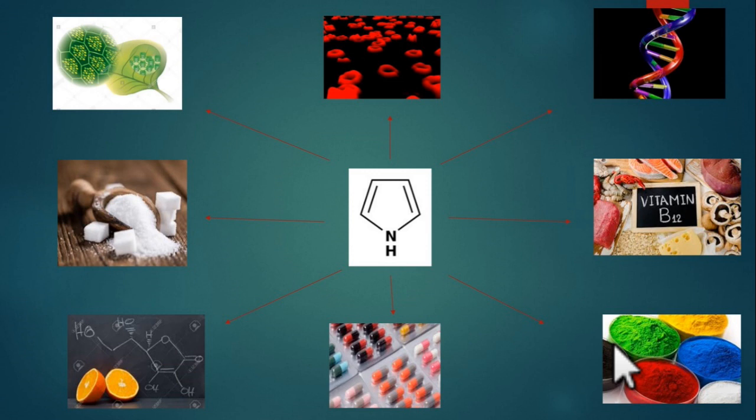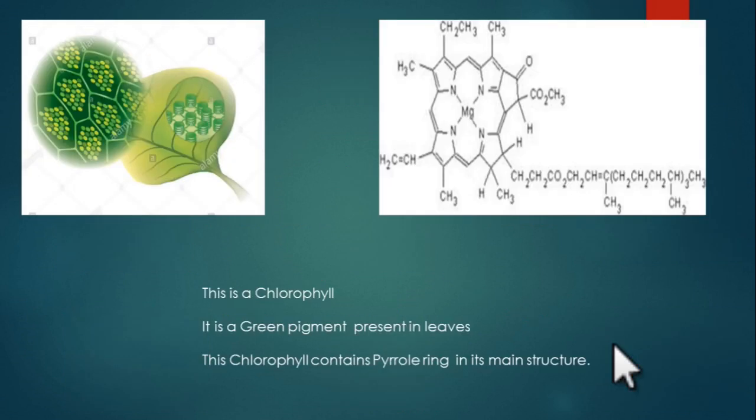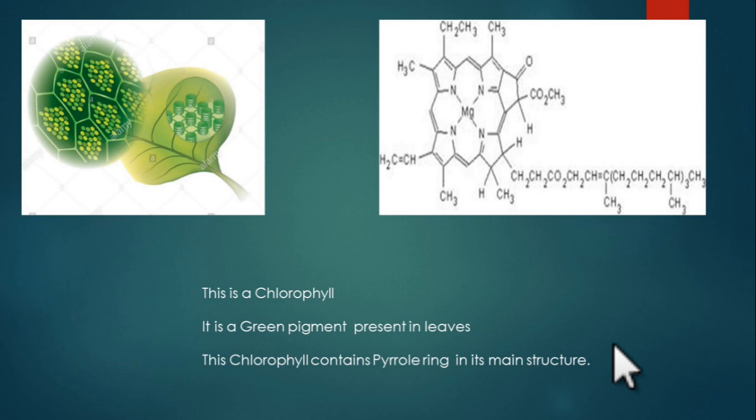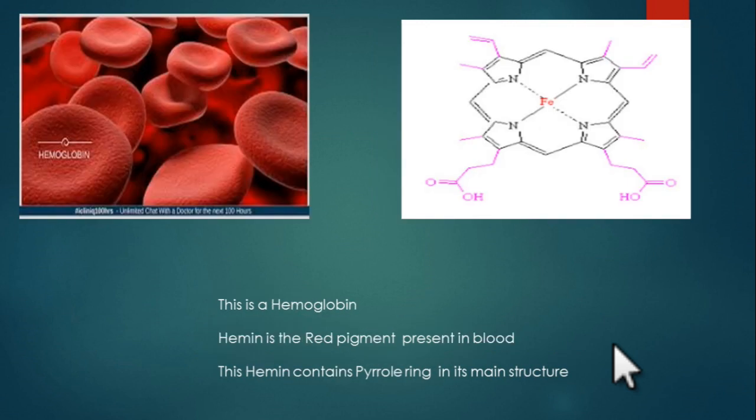So, the next part of the discussion is the importance of heterocyclic compounds. I definitely know that all of you must have heard about these substances: chlorophyll, hemoglobin, DNA, sugar, vitamin B12, vitamin C, antibiotics and dyes. Now we will see how these compounds are related to heterocyclic chemistry. The first one is chlorophyll. You know very well it is a green pigment present in the leaves, and chlorophyll contains the pyrrole unit in its main structure. The next one is hemoglobin.